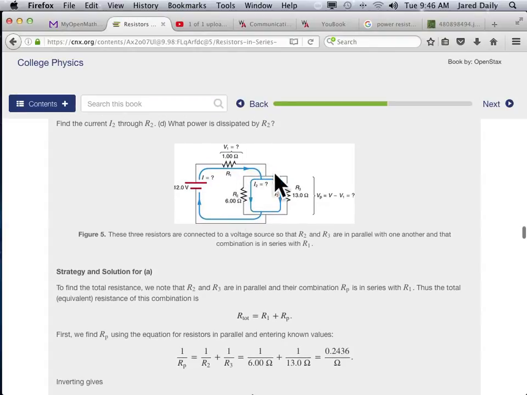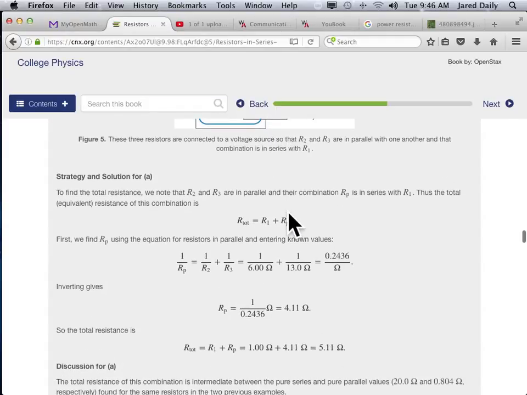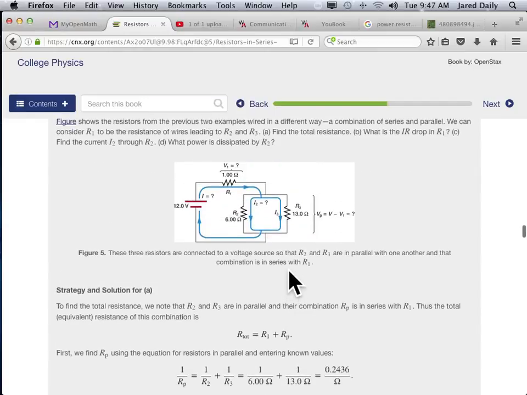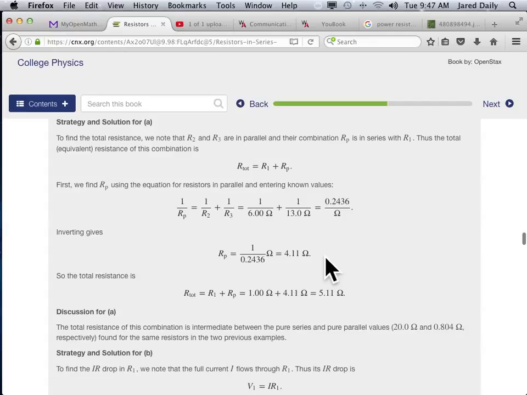We know that R2 and R3 are in parallel. So we go ahead and replace those two resistors with an equivalent parallel resistance. This is the calculation for that. 1 over R2 plus 1 over R3 equals 1 over R parallel. We calculate that, and then we invert it to get R parallel. And we replace this pair of resistors with a single resistor with this resistance, 4.11 ohms.